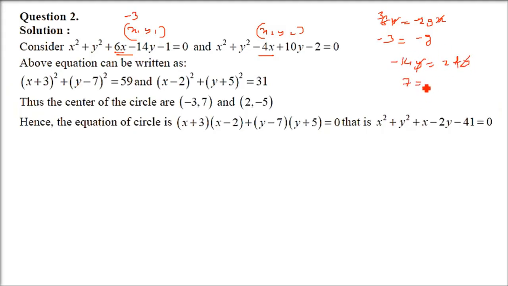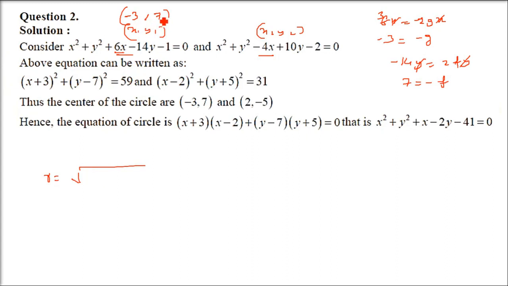If you see here, you have to find out minus f. Please remember, minus g and minus f you have to find out. So that is minus 3 and 7. Similarly, for the second one also you have to do minus g, minus f. You have known h and k, and radius how to find out? Under root g square plus f square minus c.